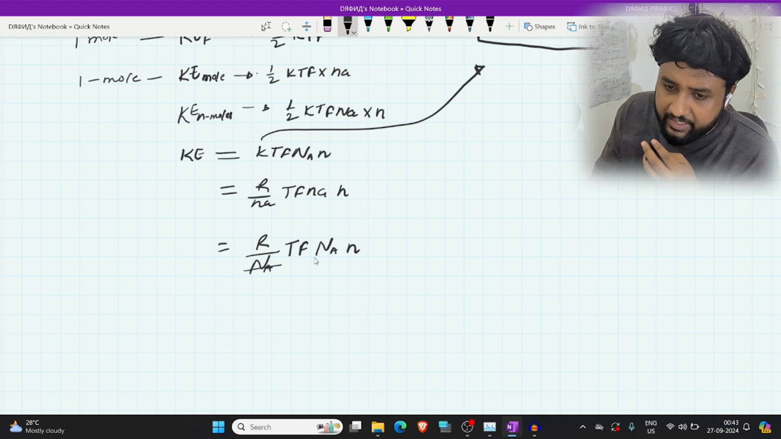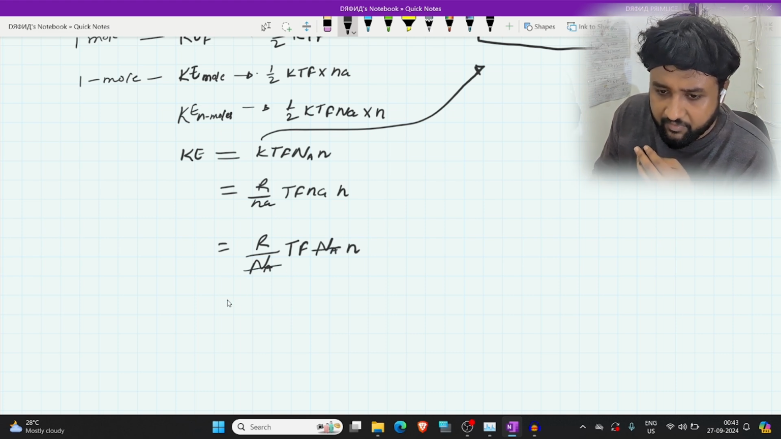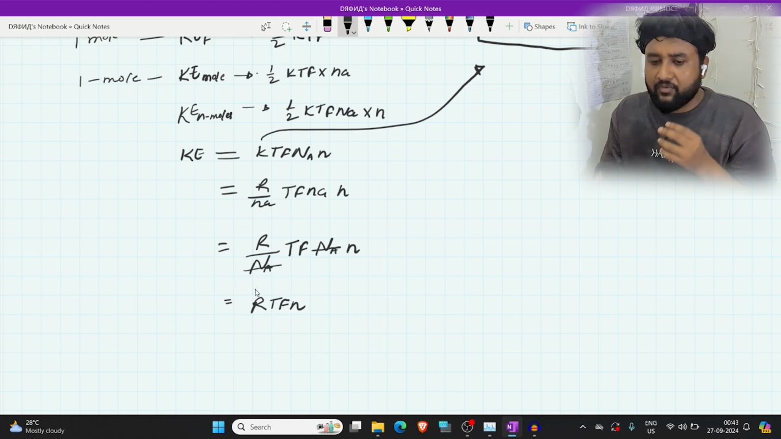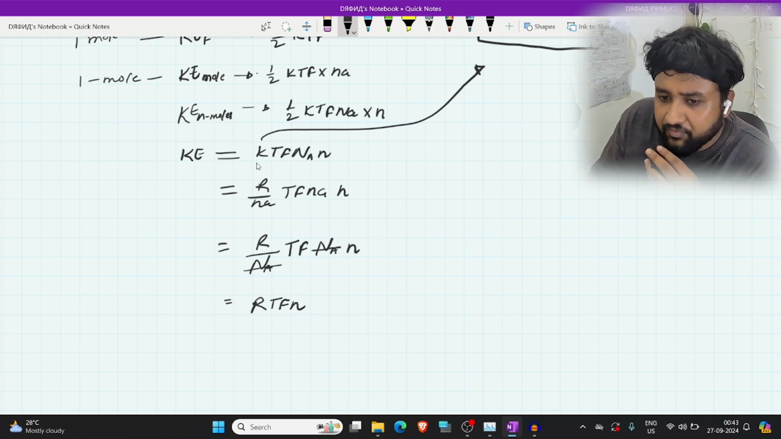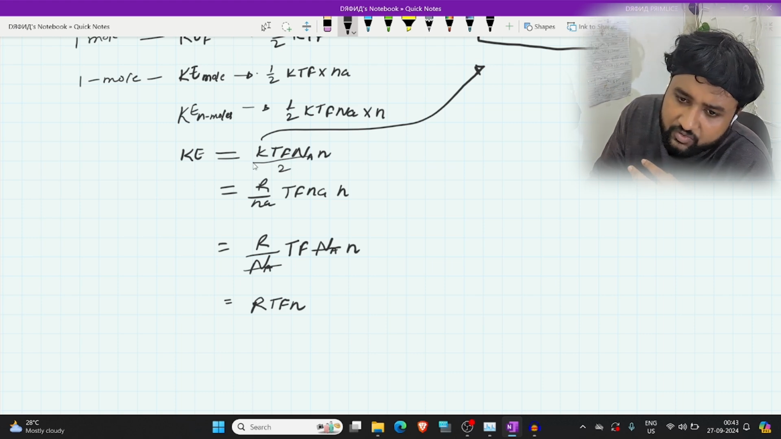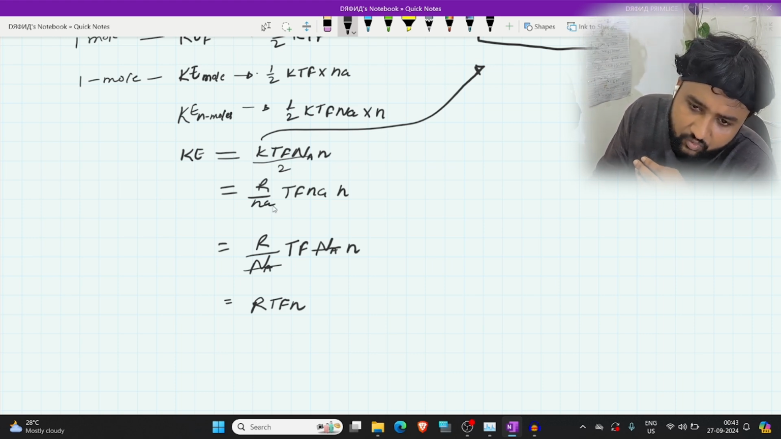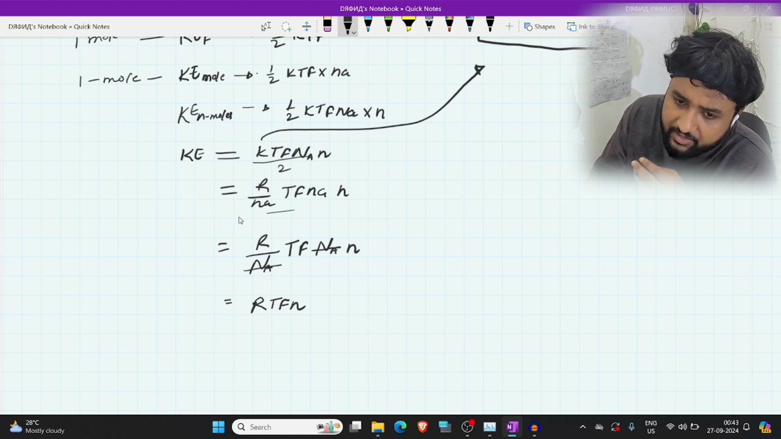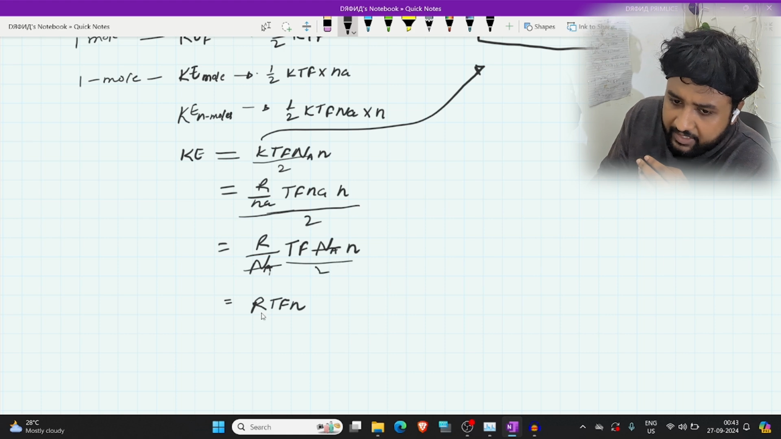We can see Na and Na get cancelled and all we are left with is RT F into n. And one thing is missing here. Here we had 2 hidden, right? You can see here ये half वाला 2, and since everything is multiplied together, so एक लंबी सी लाइन खींच के we can write 2 सबके नीचे. यहाँ भी 2 was missing, and यहाँ भी 2 was missing, right?